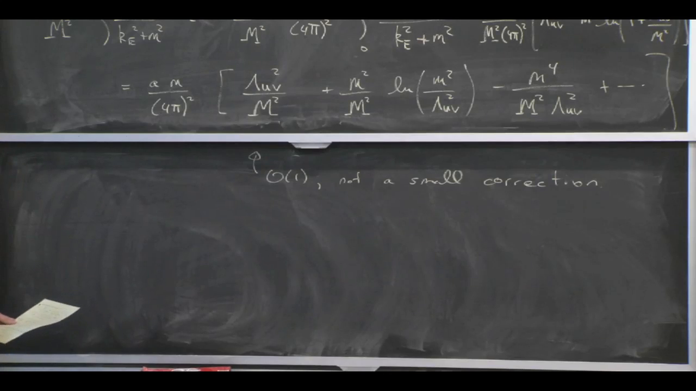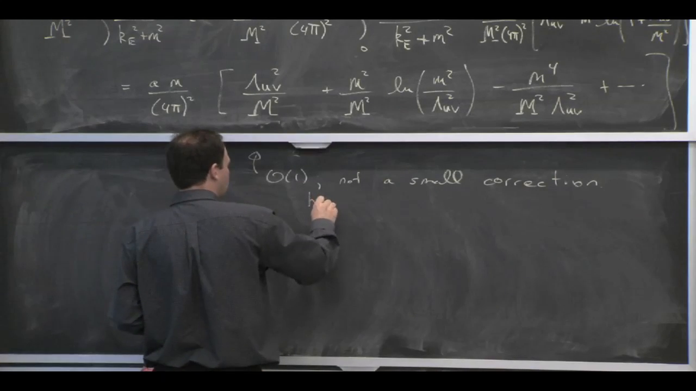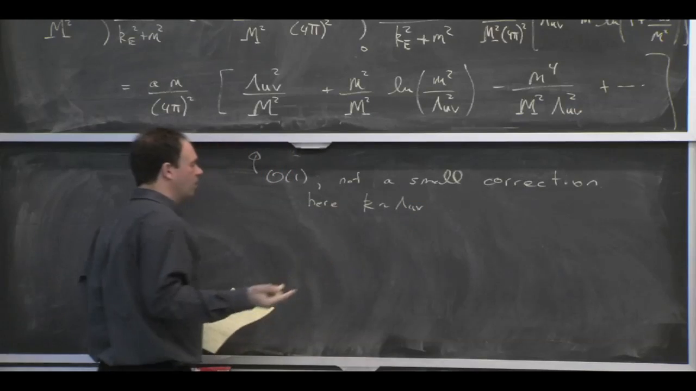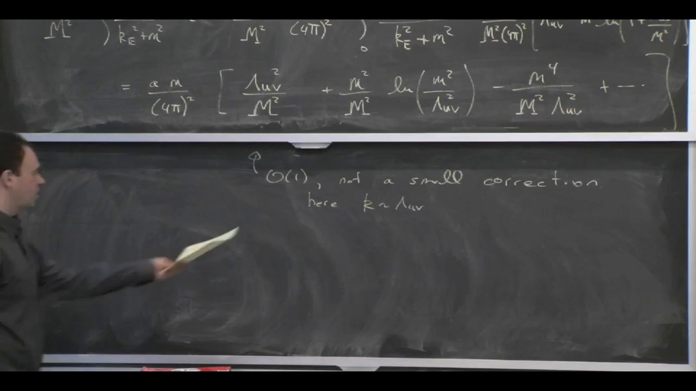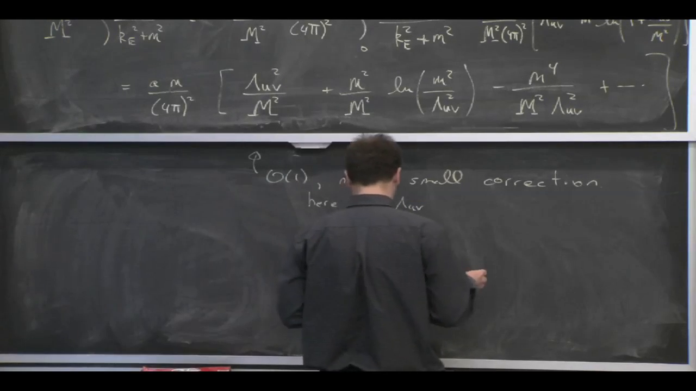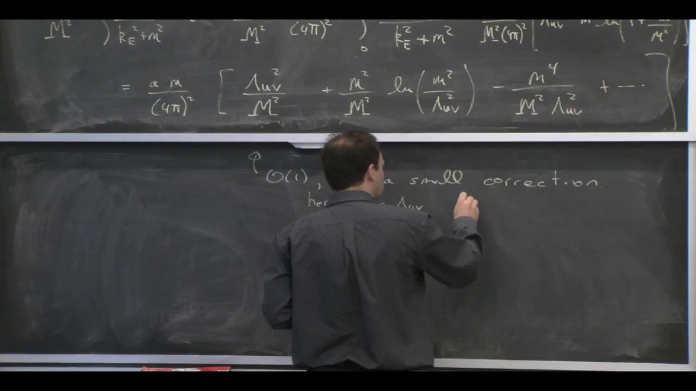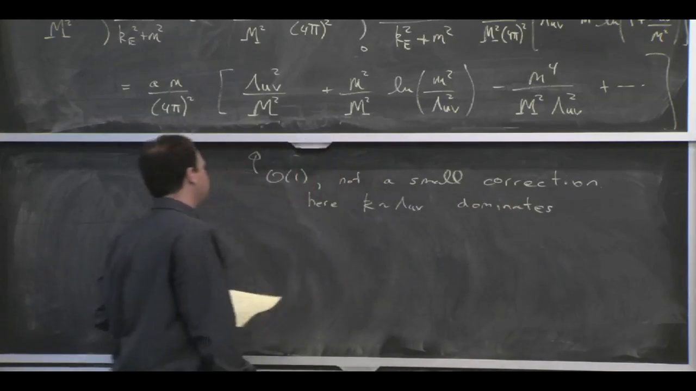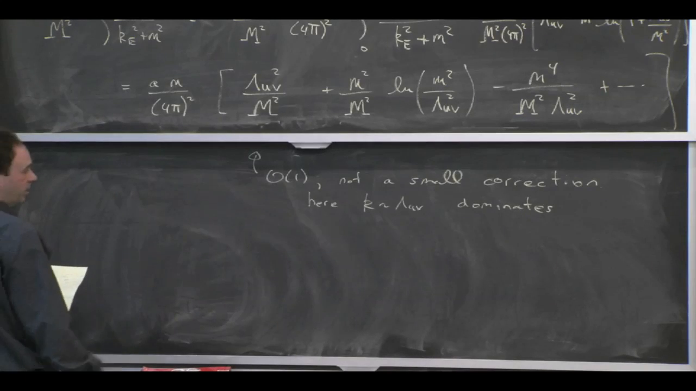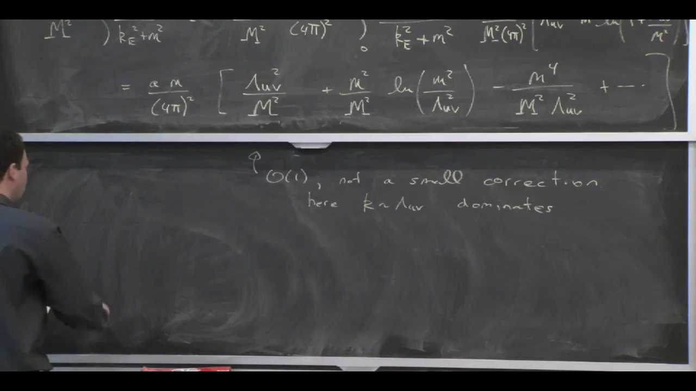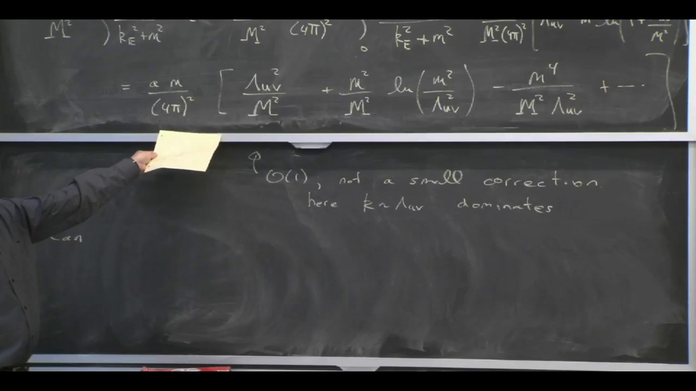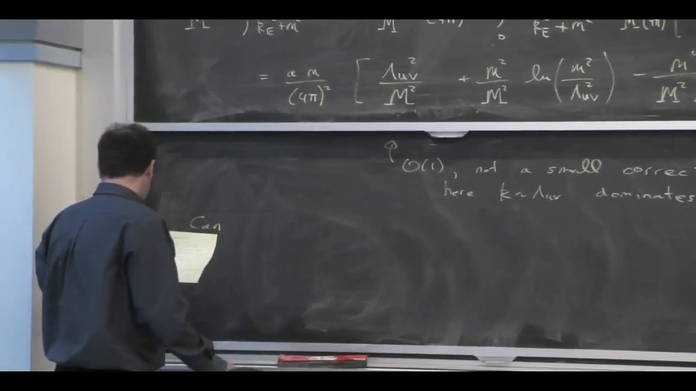So for that particular piece, what you're finding is that your naive power counting of the loop was wrong because there's a piece from k of order the cutoff that's contributing for that part of it. And that's why your naive scaling argument didn't work. Now, this is the bare result. And we have to go through the renormalization procedure.